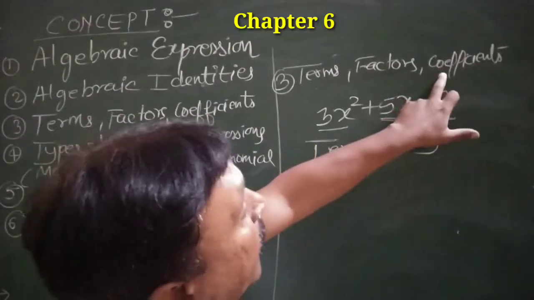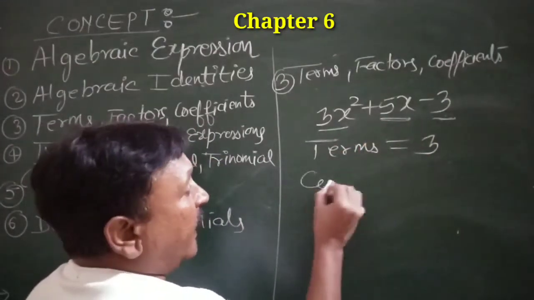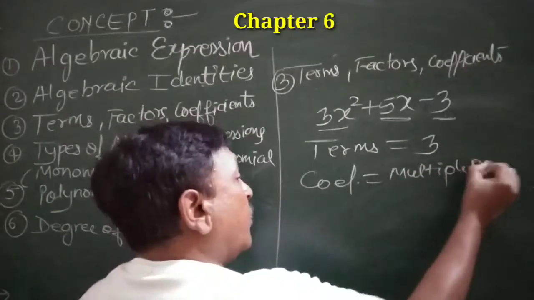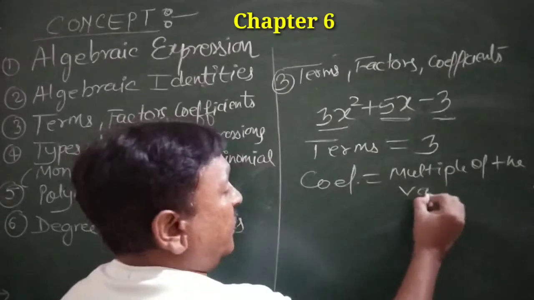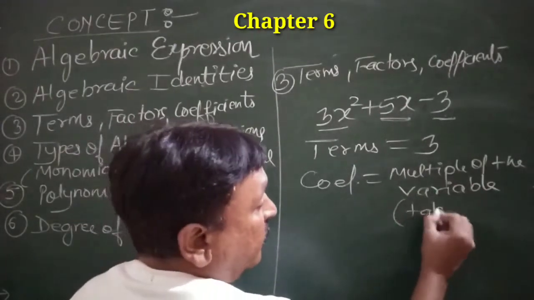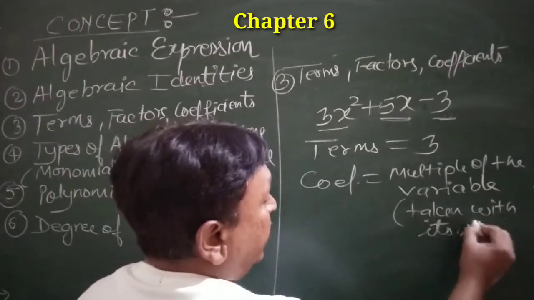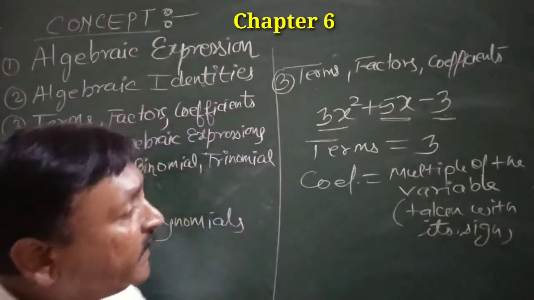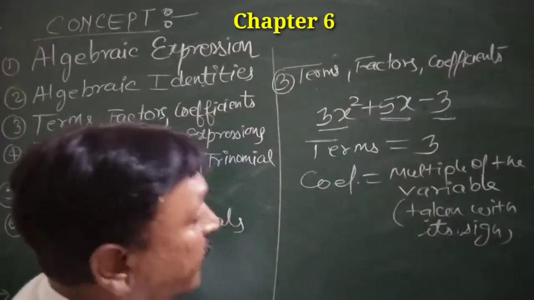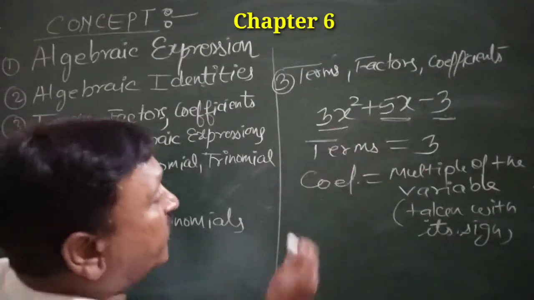Coefficients. If I will talk about coefficients, see, coefficient is actually a multiple of the variable, and it is always taken with its sign. Always keep this thing in mind, that coefficient means multiple of the variable, and it is always taken with its sign, positive or negative.